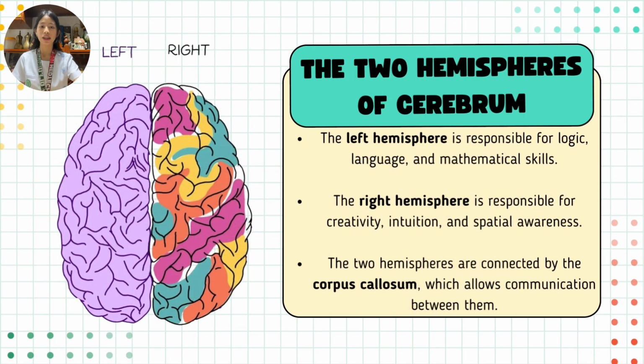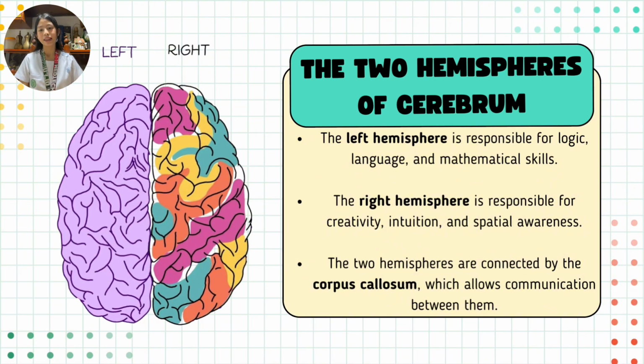The two hemispheres of the cerebrum. The left hemisphere is responsible for logic, language, and mathematical skills, while the right hemisphere is responsible for creativity, intuition, and spatial awareness. The two hemispheres are connected by the corpus callosum, which allows communication between them.